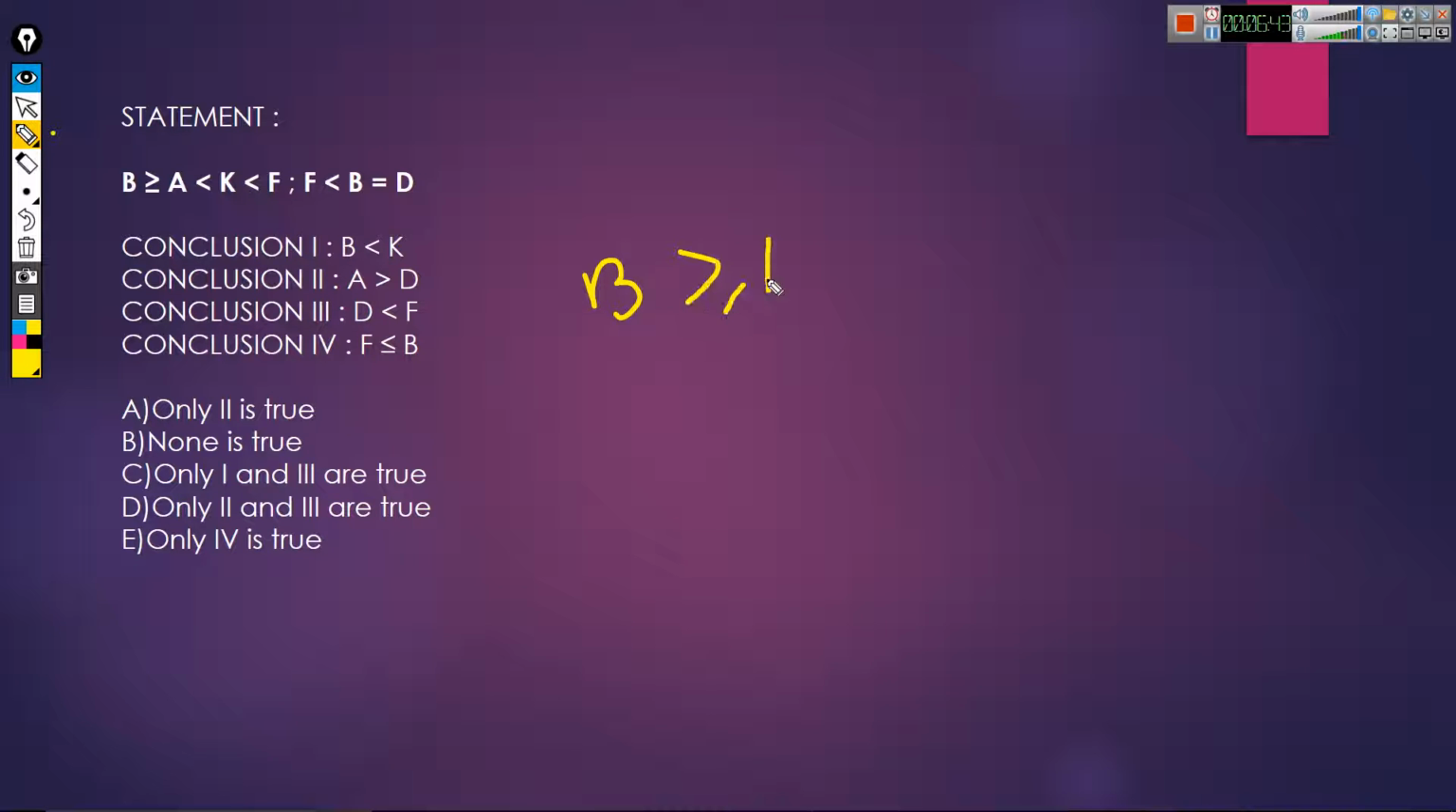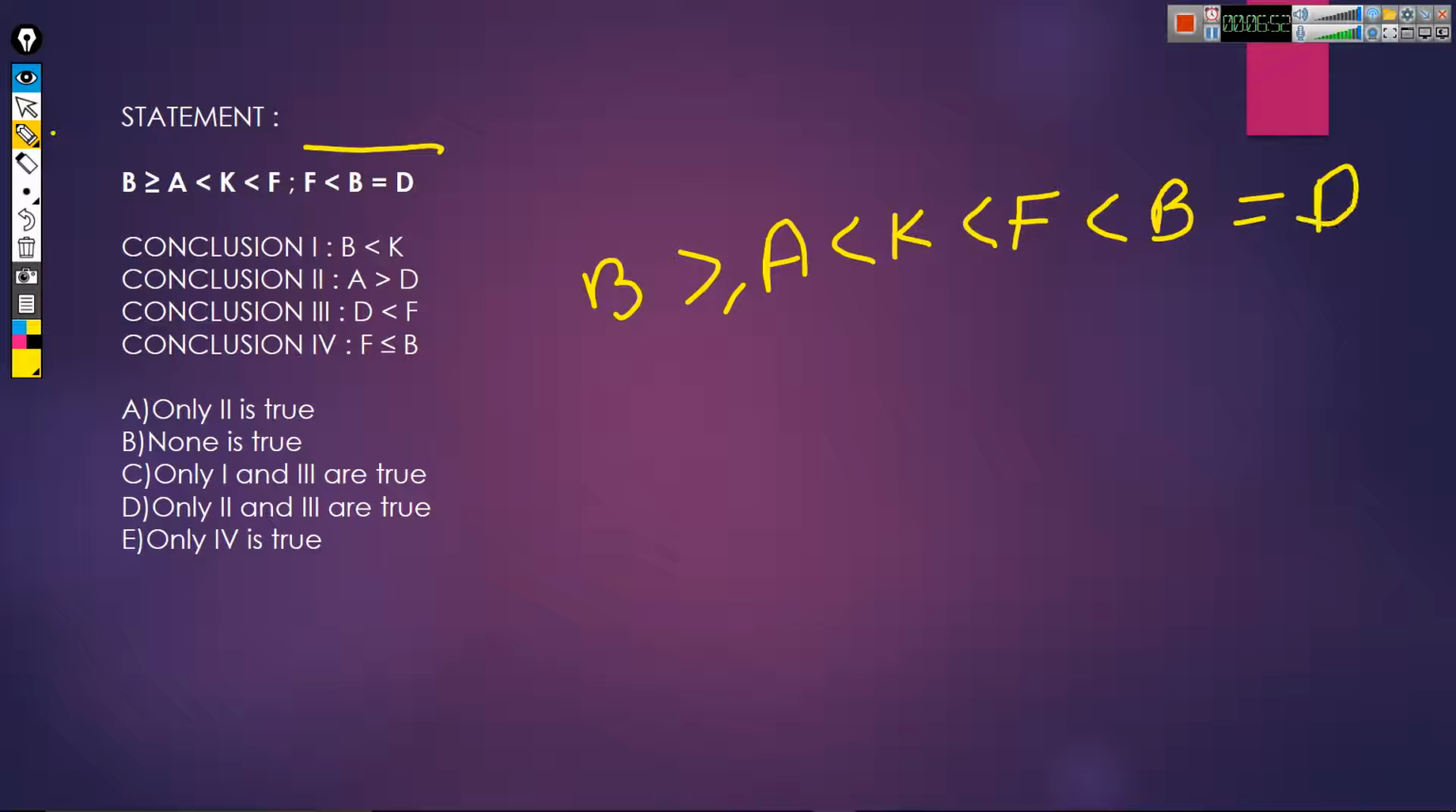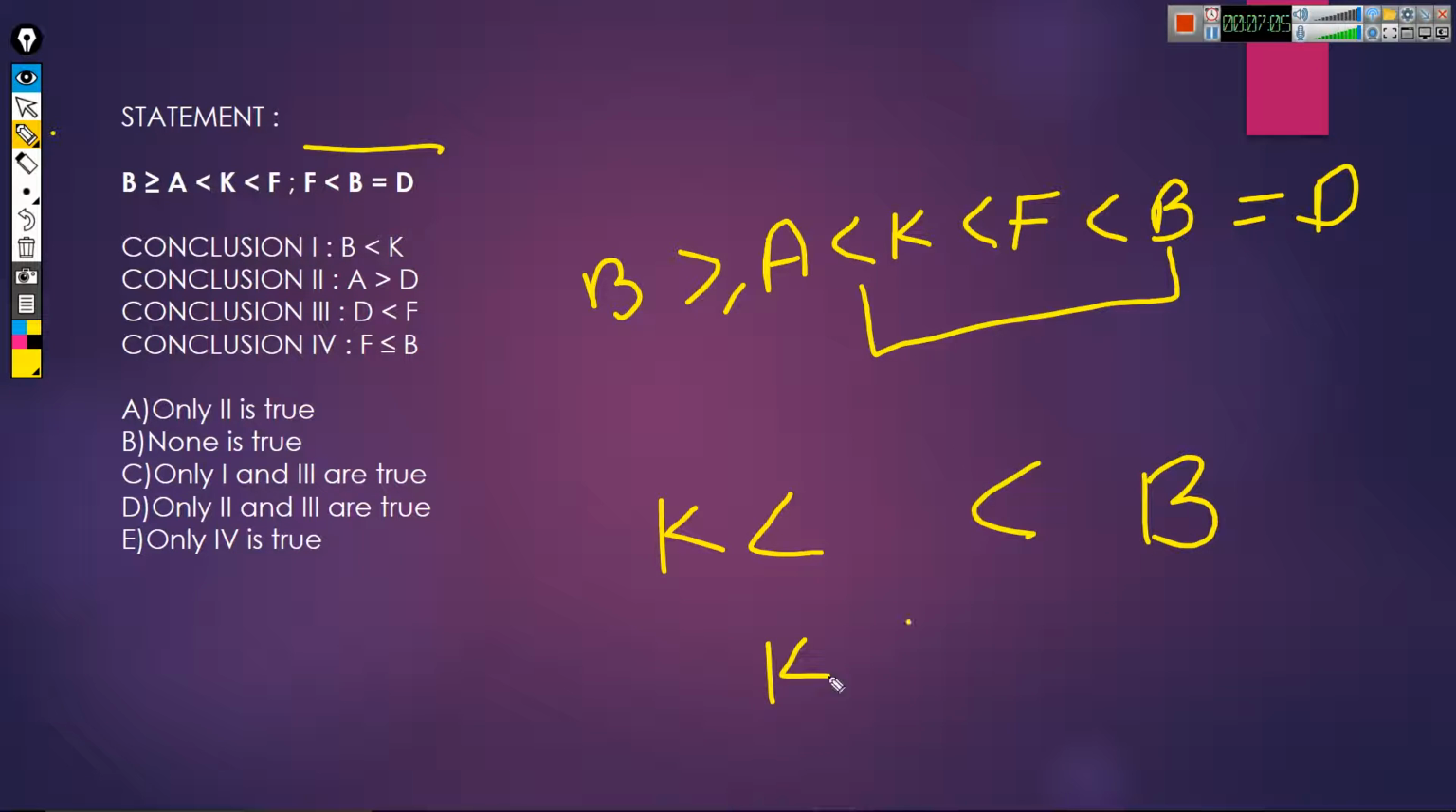B is greater than equals to A, is less than K, is less than F. Now this part, F is less than B, and B is equals to D. B is less than K. We have to go from B to K. Okay, so K and B, write all the symbols: less than, K is less than B, reverse it, B is greater than K. What is given? B is less than K. It means it does not follow.